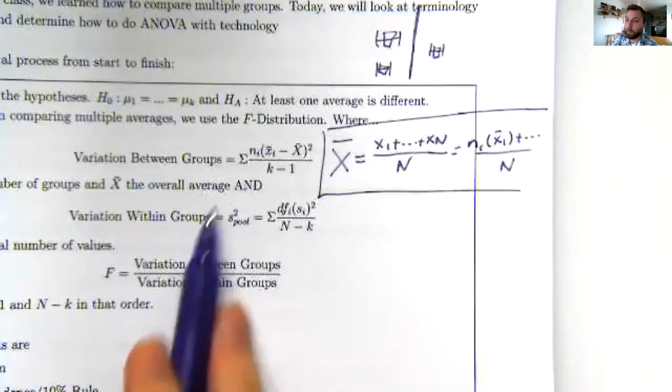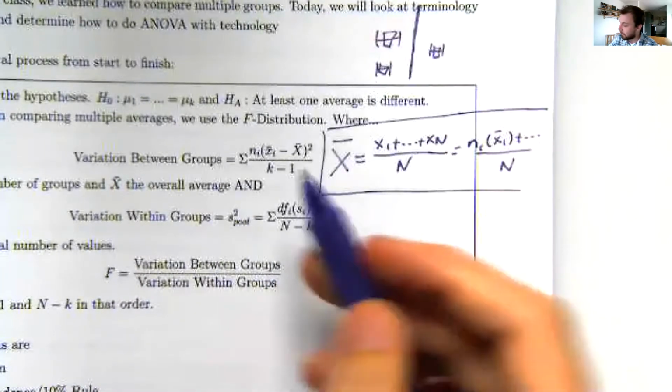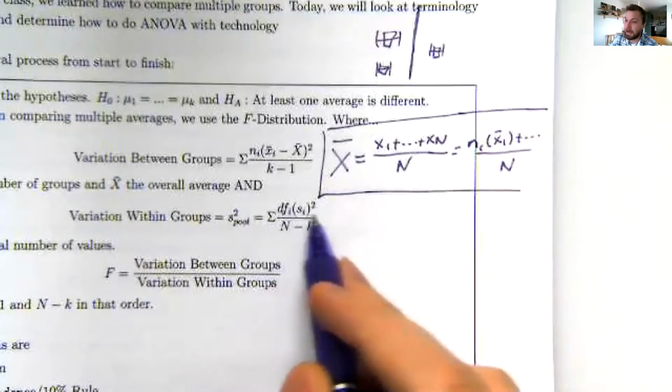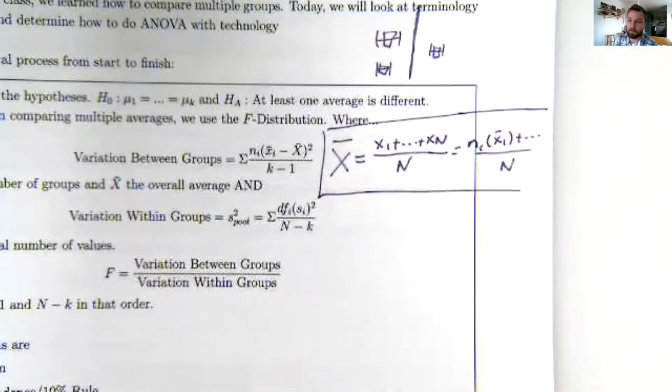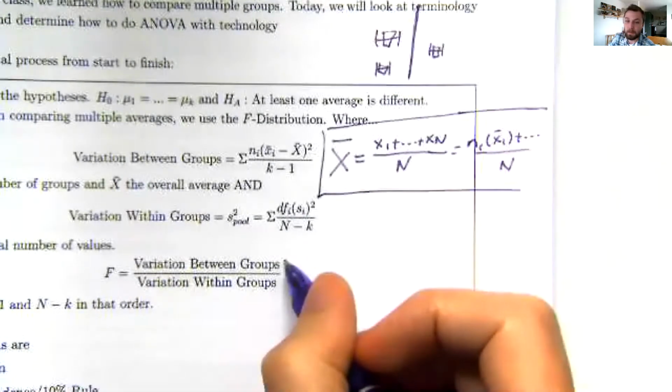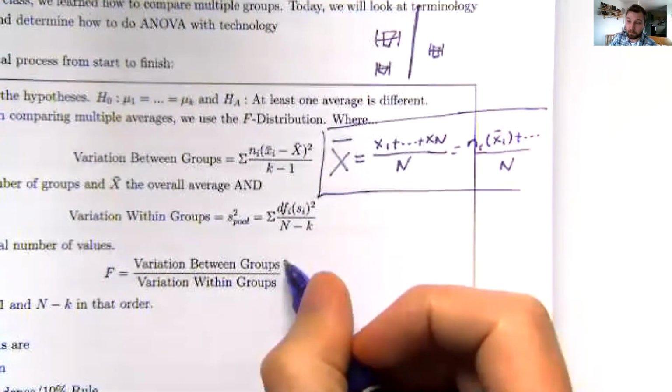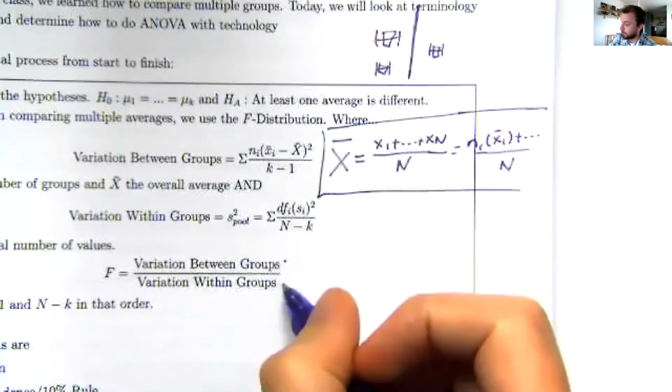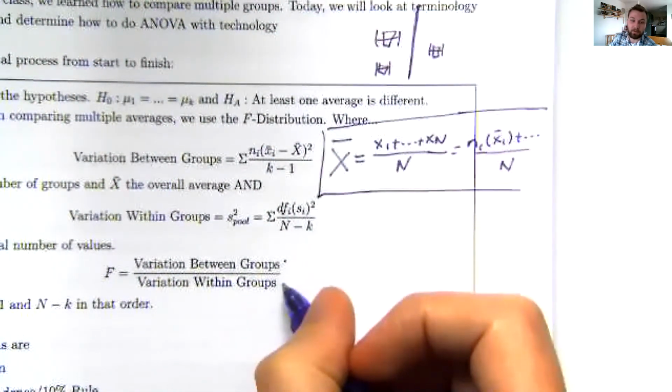This was my pooled variance. And I got this by taking a weighted average of all of those individual variances. To find my F ratio, I take the variation between the groups, the amount of spread that I've essentially taken, and I divide this by the variation within the groups. This is the amount of spread that I was allowed to take.